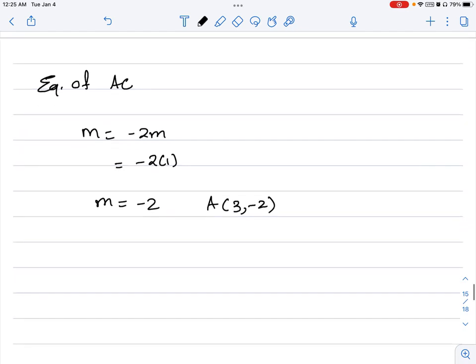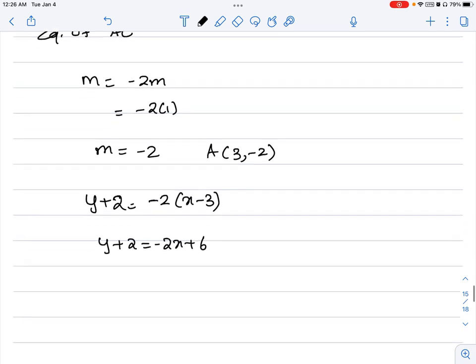So the equation of AC will be y minus y1 equals m times (x minus x1). So y plus 2 equals minus 2x plus 6. So 2x plus y is equal to 4. This is the equation of AC.